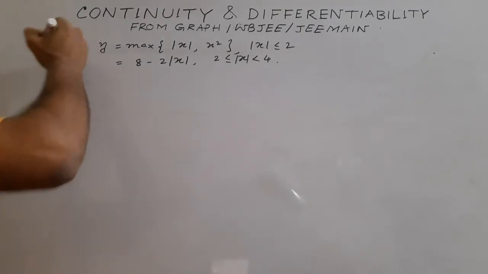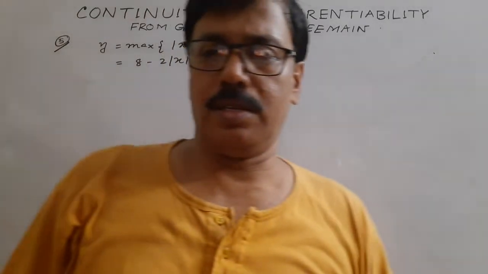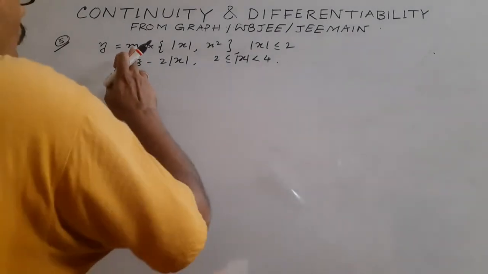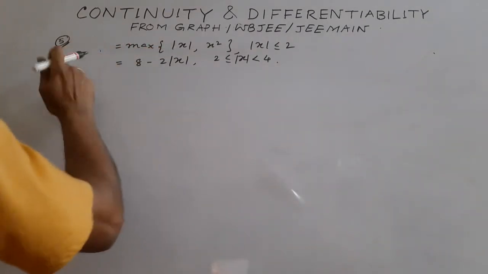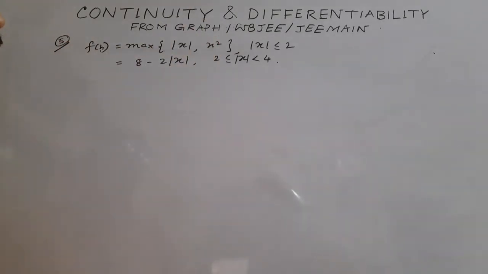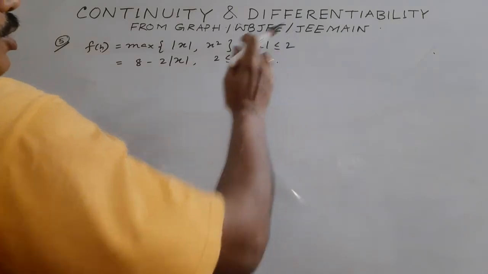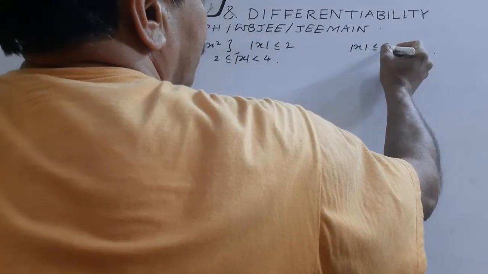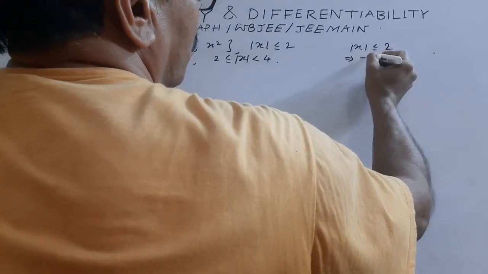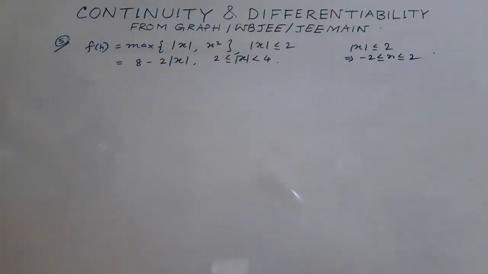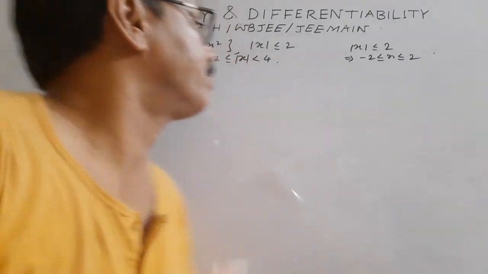So this is slightly difficult. Look. y equals f(x) equals maximum of mod x and x square, where mod x is less than 2. So this means minus 2 less than or equal to x less than or equal to 2. So this is our definition.